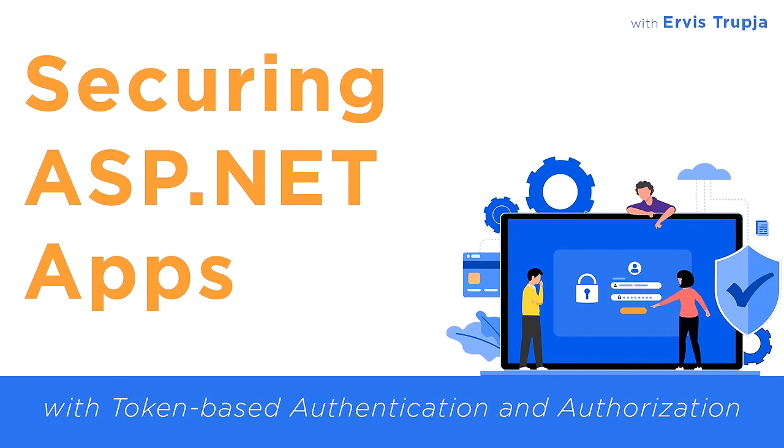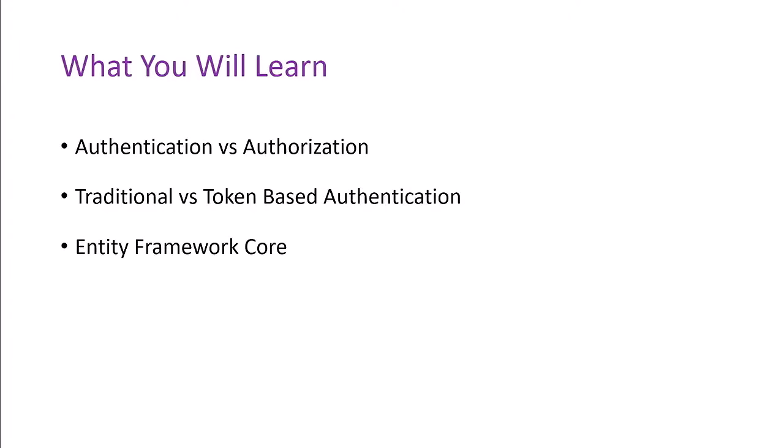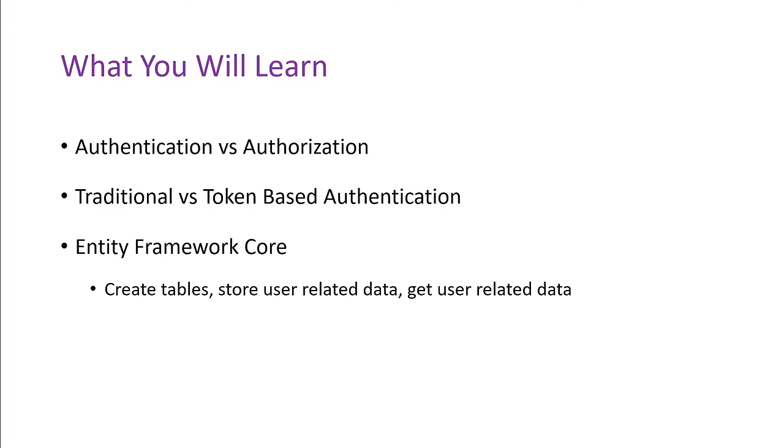We are going to talk about token-based authentication. For that, you'll first learn about the differences between authentication and authorization, because these two concepts, even though they are simple, a lot of developers have a hard time distinguishing them from each other. Then next, you'll learn about the differences between the traditional and the token-based authentication. And we'll use Entity Framework Core to set up the token-based authentication as well. Like for example, to create the tables, to store the user-related data, and to also get data from the database.